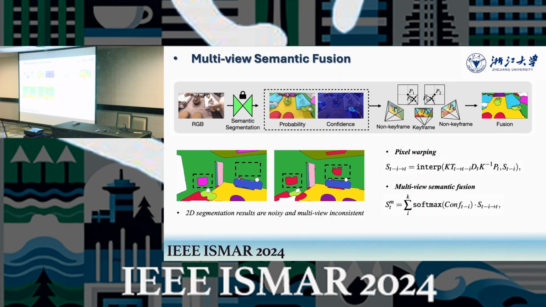Next, we introduce the multi-view semantic fusion module, as shown in the black box in the figure below. The semantic segmentation network may produce inconsistent and noisy 2D prediction results for RGB images from different views. In order to learn a more consistent semantic field, we project the semantic prediction information of adjacent frames to the key frame, and obtain the fused multi-frame semantic observation information based on the corresponding confidence via softmax function.